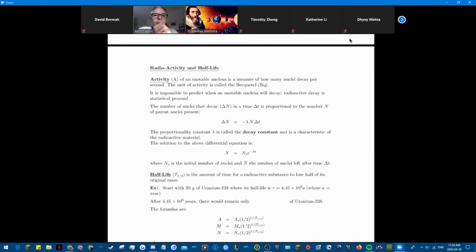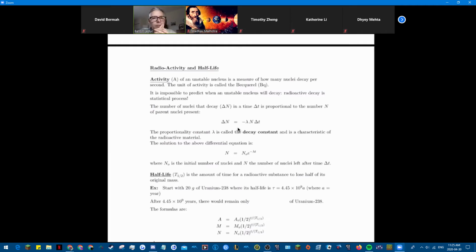Now, even though it's radioactive, you cannot know when this particular nucleus will break down. It's a completely statistical process. You just cannot tell. It's impossible to predict when an unstable nucleus will decay. So radioactive decay is a completely statistical process.